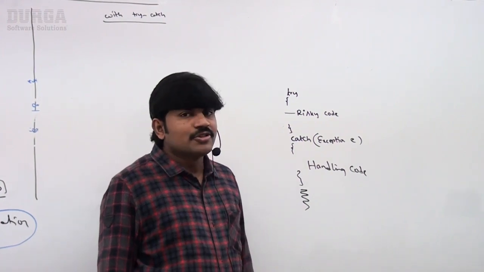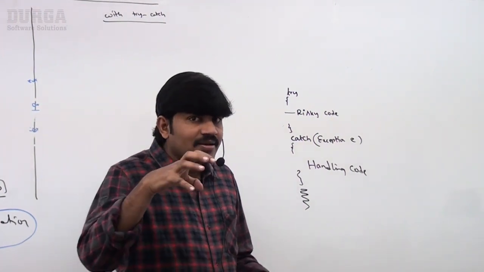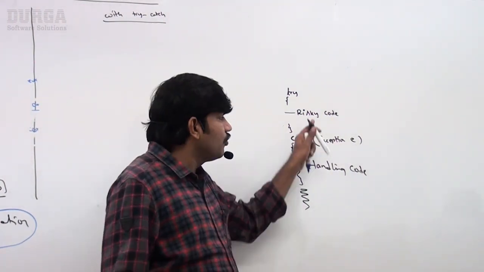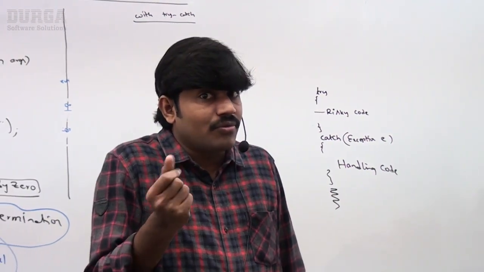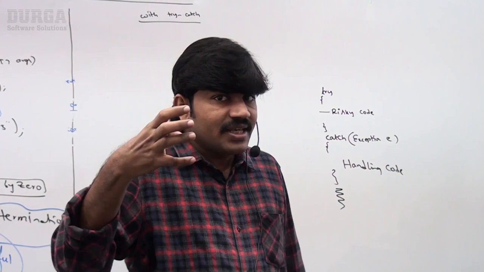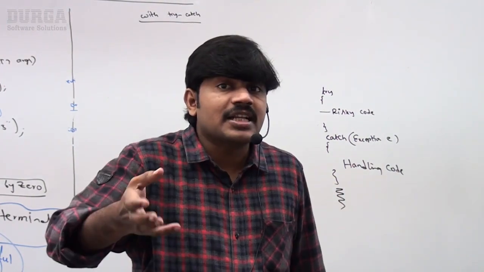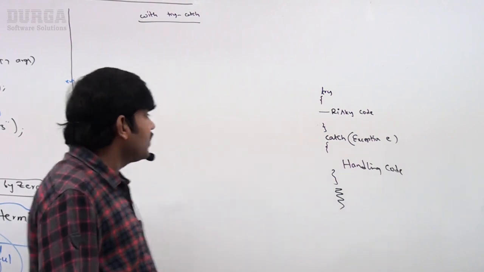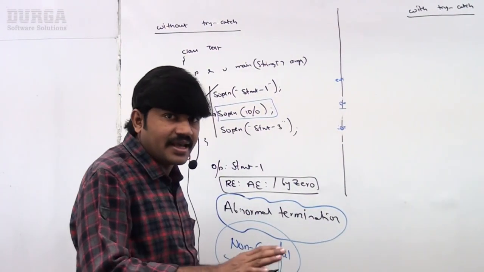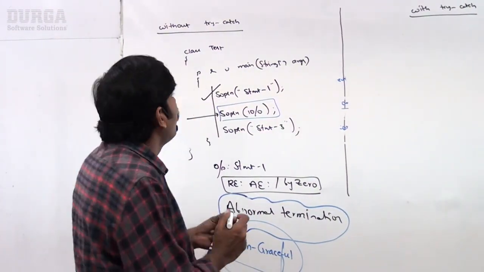Remember this. You should be aware of how to use a try block and a catch block. Inside the try block, which code are we going to take? Risky code, the code which may raise an exception. The corresponding handling code we have to take inside the catch block, right? Okay, same program with try catch exception handling code.